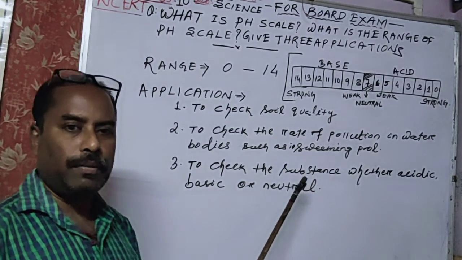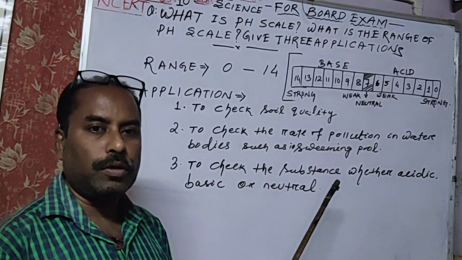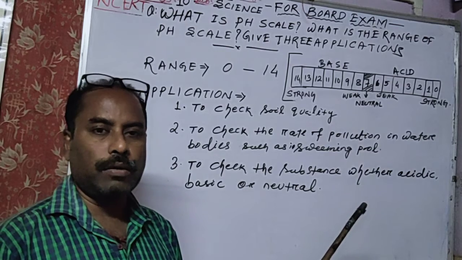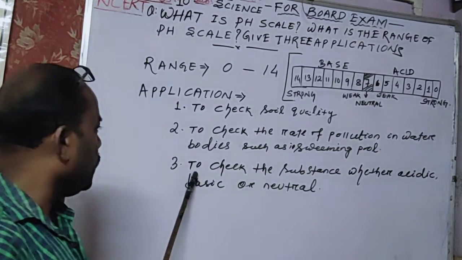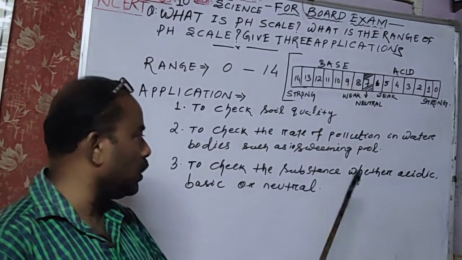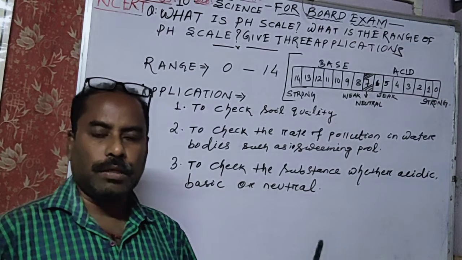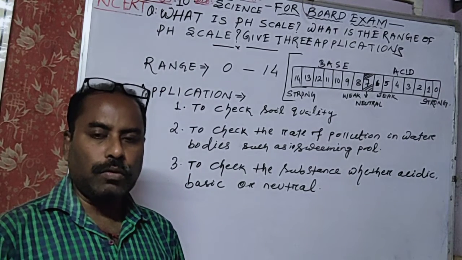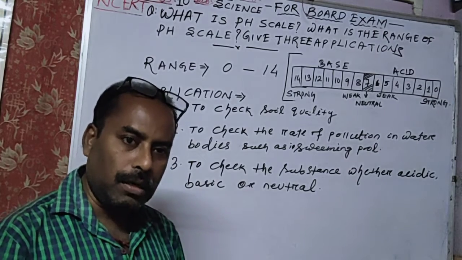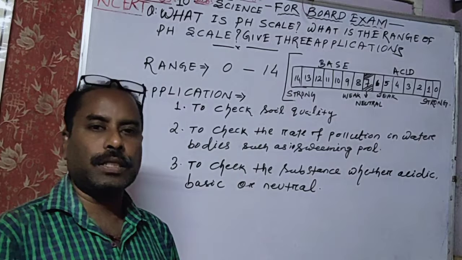Similarly, in the chemical laboratory, to know whether some water is acidic or basic, we also have to use the pH scale, so that we can go for the reaction. Similarly, another application or use is to check whether a substance is acidic, basic or neutral. So around us, so many substances are there. If we want to know which substances are acidic, which are basic, or which are neutral, then we have to take the help of the pH scale.